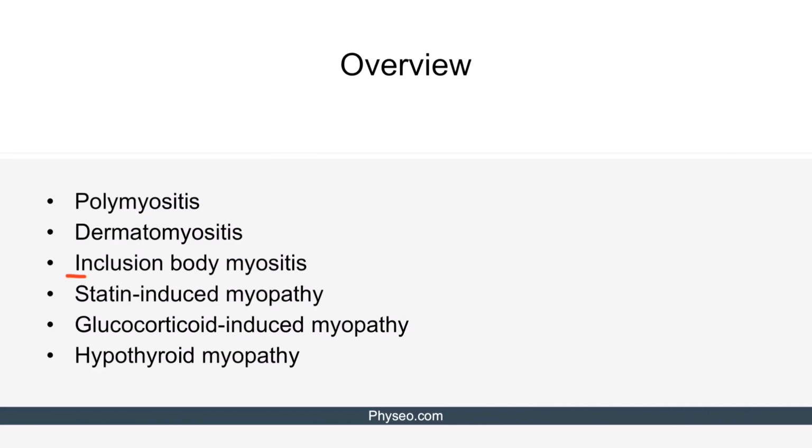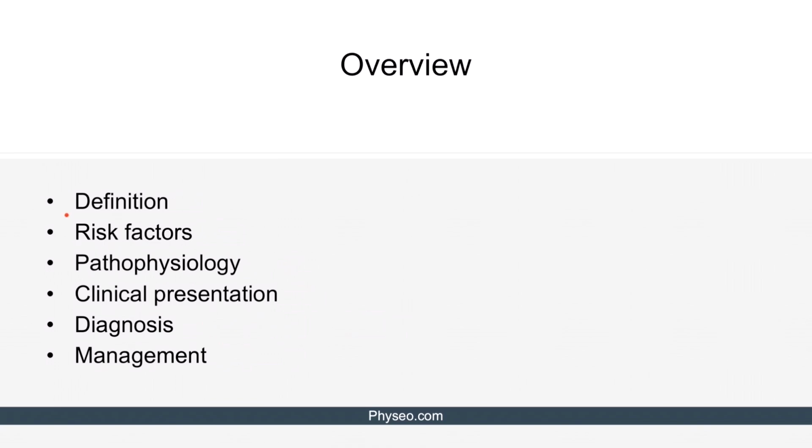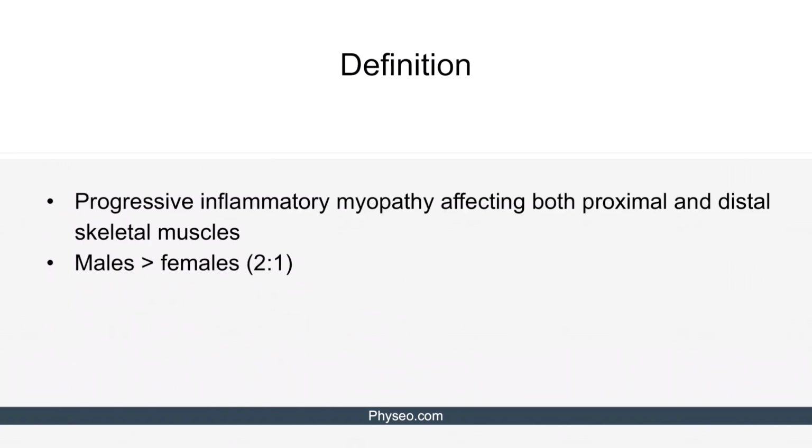Next, let's discuss inclusion body myositis. And we'll go through all of these elements, starting with definition. Inclusion body myositis is an inflammatory myopathy that affects both the proximal and distal skeletal muscles. In contrast to what we've seen in polymyositis and dermatomyositis, inclusion body myositis affects males more than females.